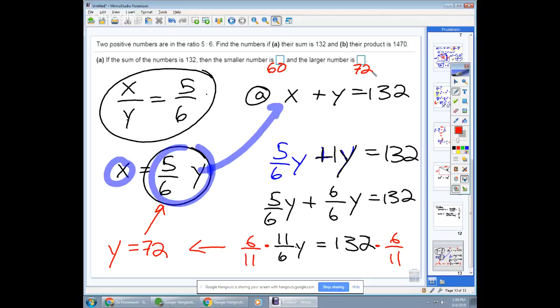Now just double check this. What's 60 plus 72? 132. And what happens if we take 60 divided by 72? What should we get? 5/6. We should get 5/6, right? So we can do that division and just double check. Yeah, so it's just a matter of putting together the ratio with another fact to get a complete picture of what's going on. Kind of like the TV aspect ratio.